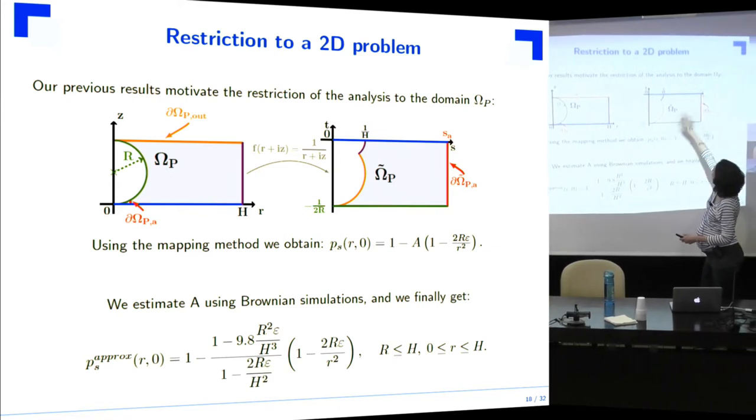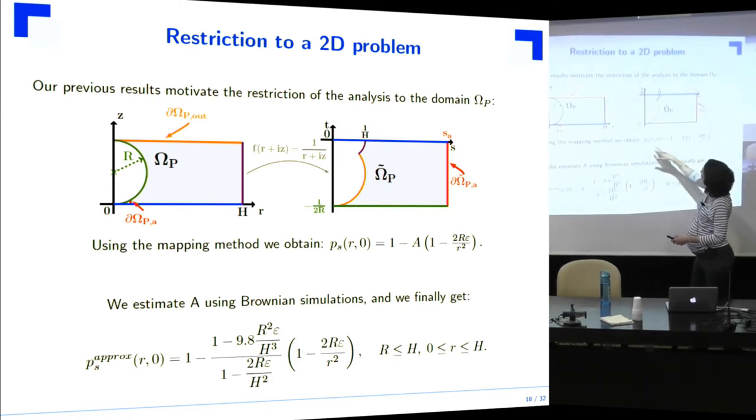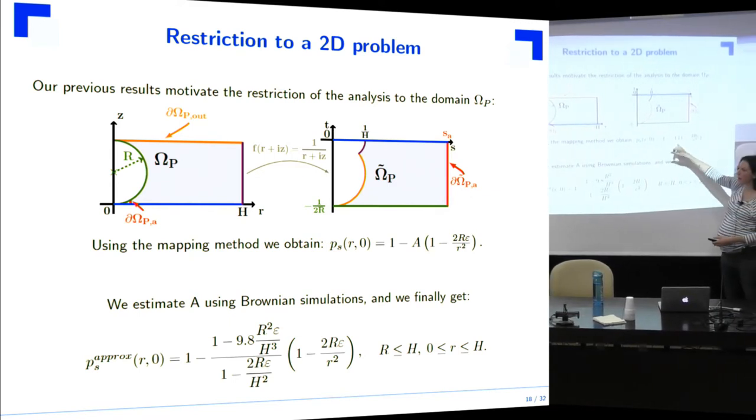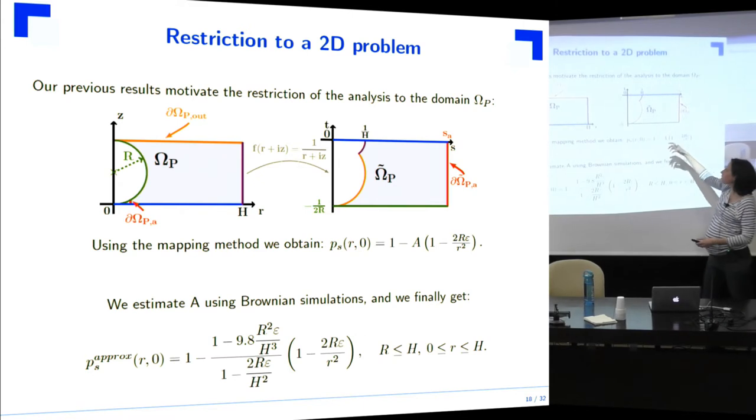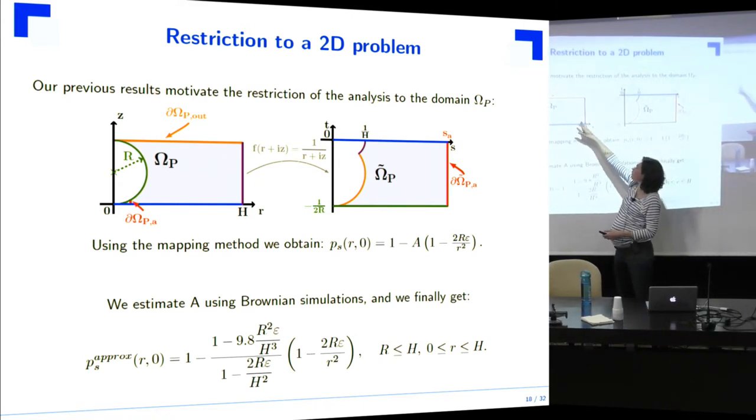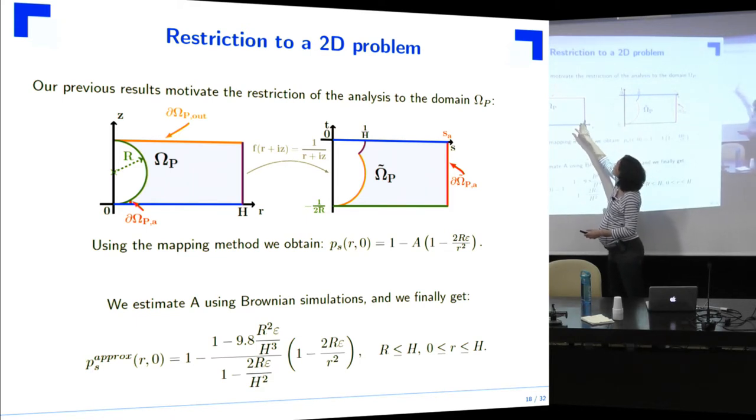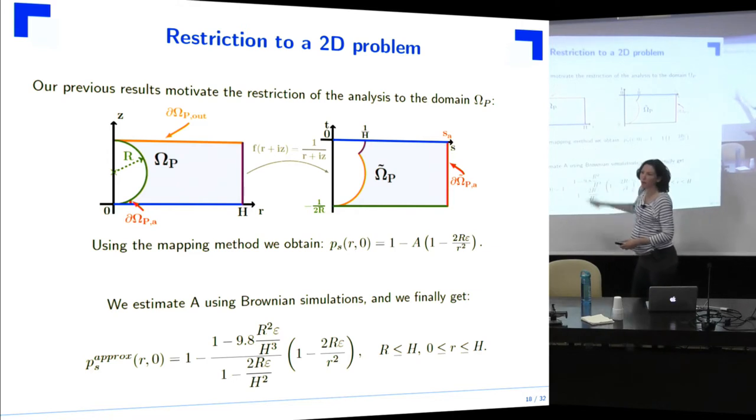So if I redo the asymptotic analysis and the matched asymptotics, I'm going to end up with this equation. And now I have to find A. And actually, what appeared when I was trying to find A analytically is that to resolve A, you have to resolve what's happening everywhere in the domain.